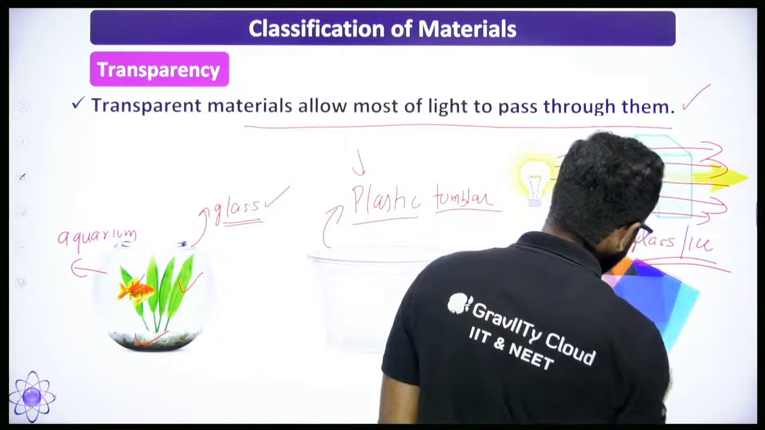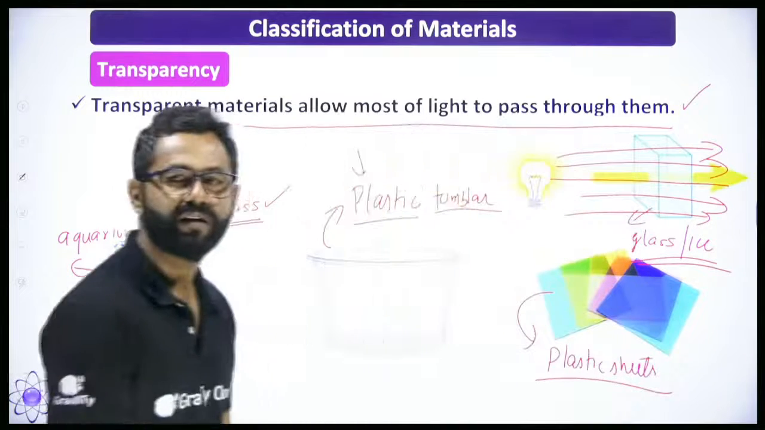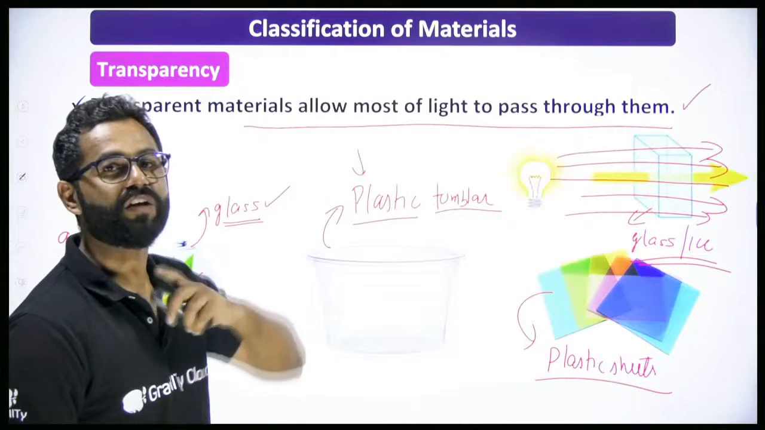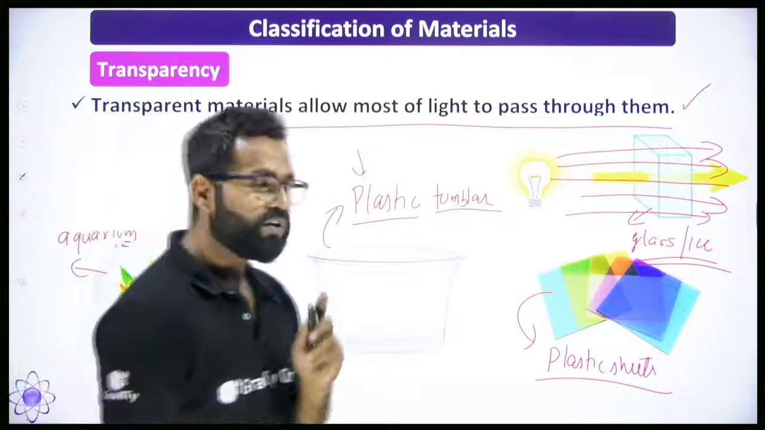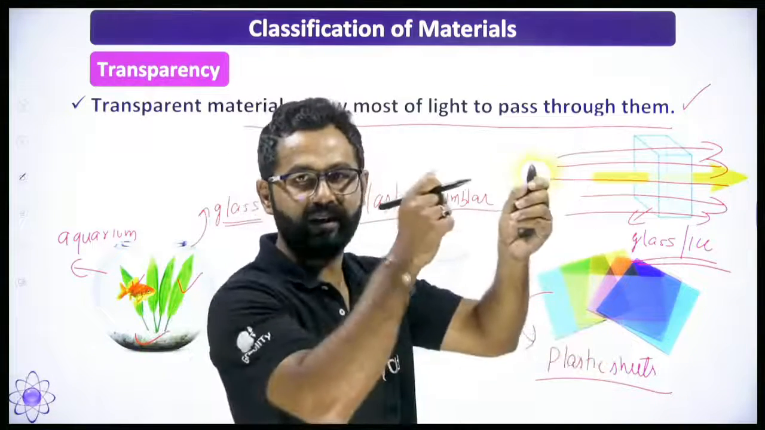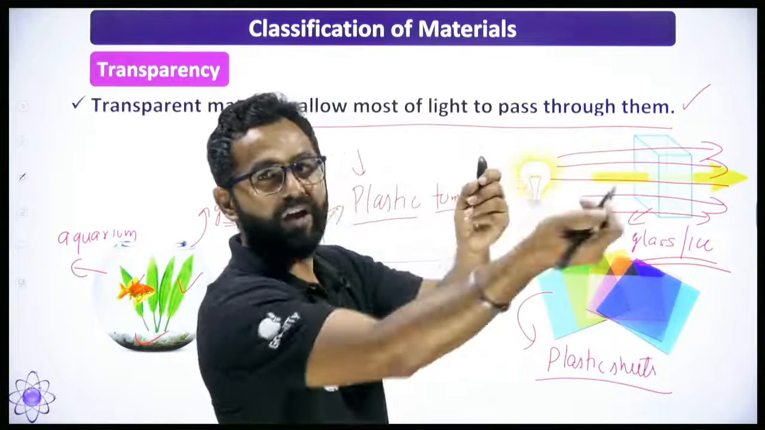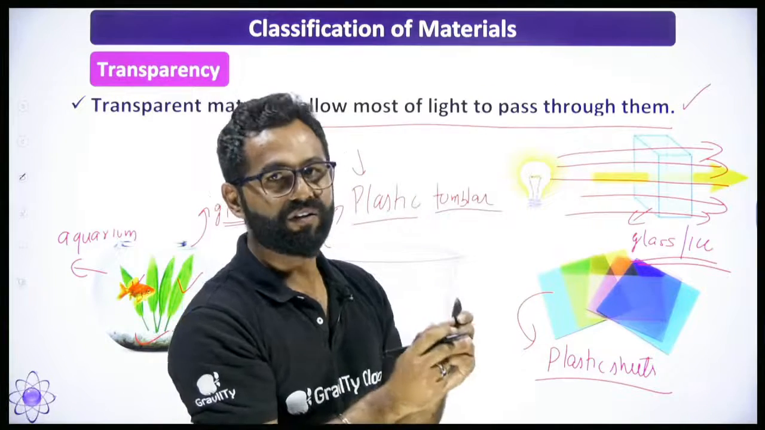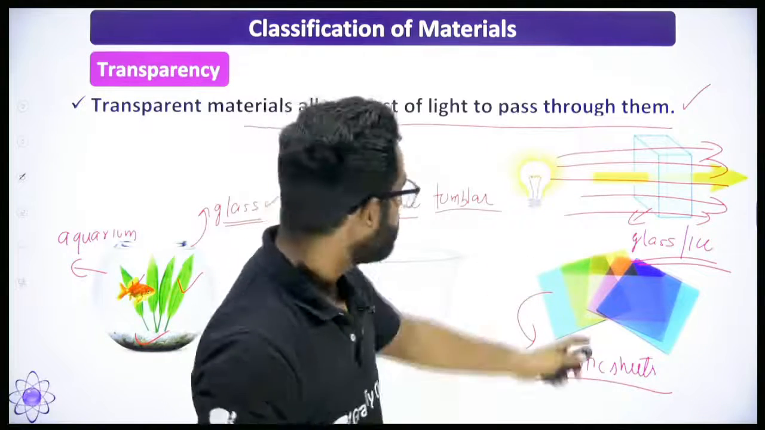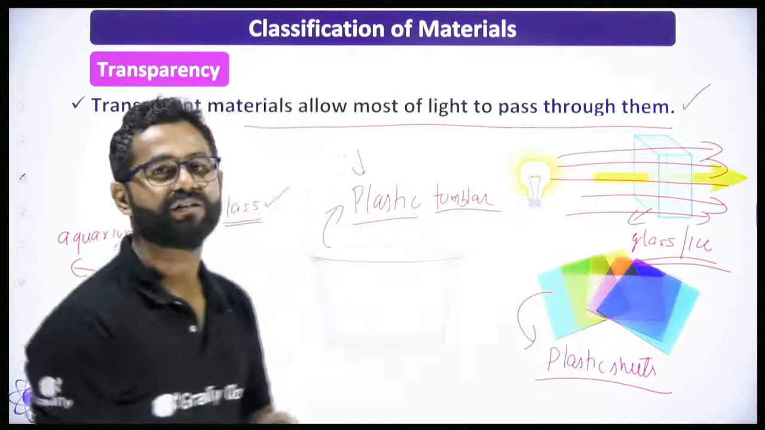If you look here, these are the colorful plastic sheets, right? Each sheet is transparent in nature. That means you can look through that sheet. If I take this sheet and place it here like this, I can look at the back of the sheet. Whatever is at the back of the sheet, I can look at from the front. That means these sheets are also transparent in nature.